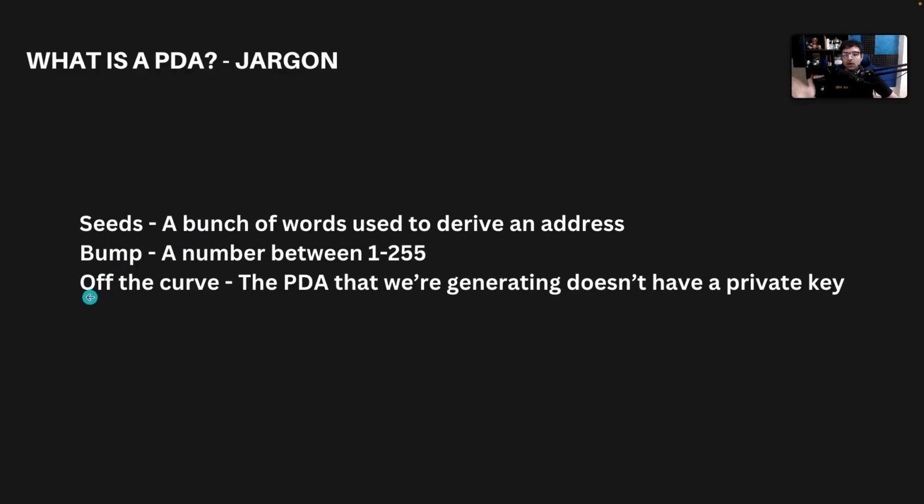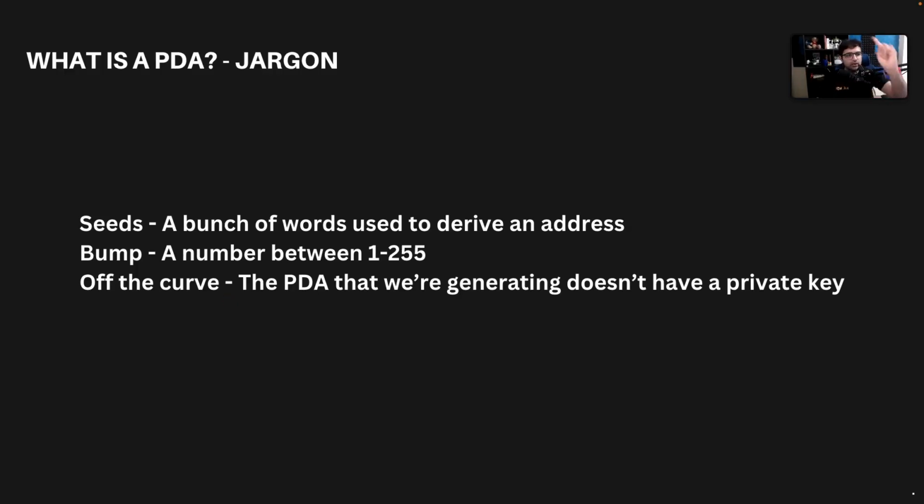The third thing is that the PDAs that we are generating don't have a private key. If you remember, we said that the Solana blockchain generates public private keys on the ED25519 curve. Do you remember this? What does off the curve mean? That this public key doesn't lie on that curve, which basically means it doesn't have a corresponding private key. It is still a public key. It is a random string that doesn't lie on the ED25519 curve.